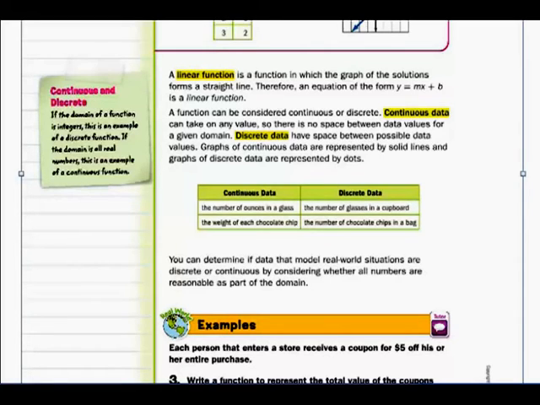So that could take on any value. They could be fractions, decimals, little bitty fractions, way big decimals, whatever you want to call them. But there's no breaks in it. Discrete data means that it only happens for certain amounts, kind of like our jars of peanut butter that we had on the last lesson.